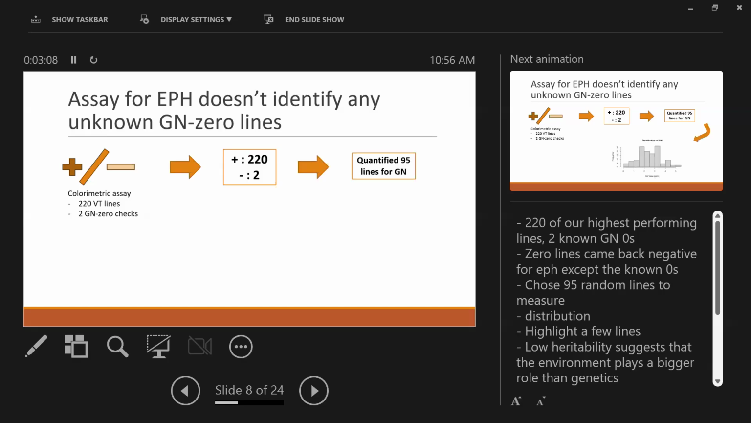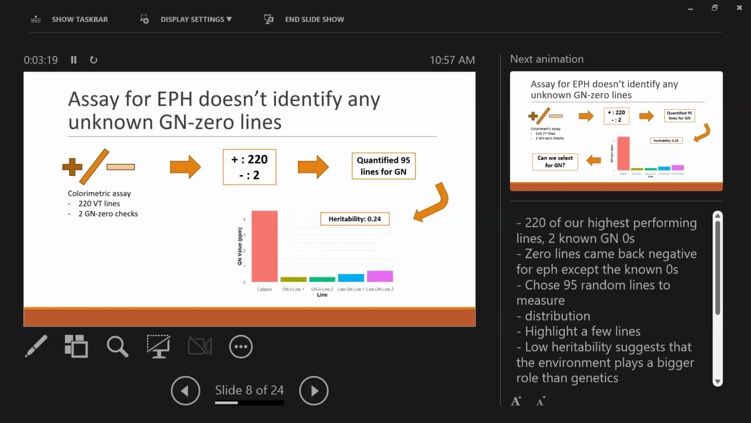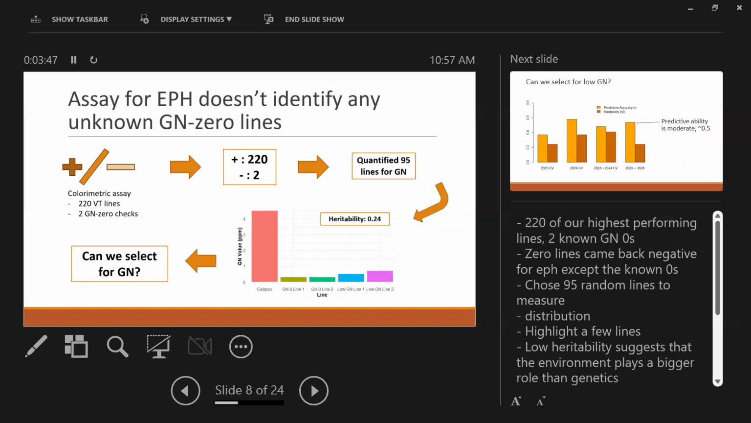So from there, we got 95 of them quantified for their values, and this was the distribution in 2023, most in that low GN range. And the heritability was not great. So we don't have any GN0s in our program, save the 2 that we have from Pat Hayes. A parent of those lines, Calypso, is actually a high producer. So that gives us some hope that even if they have high lines, we can get low GN zeros. But with the heritability being 0.2, can we even select for GN?